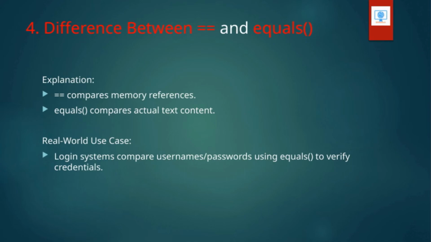A good real-world example of this is in login systems. When users enter their username and password, the system uses equals to verify if the input matches the stored credentials. This ensures we're comparing the actual text content, not just memory addresses. The key takeaway here is that == checks if two references are the same object, while equals checks if their content is equal. Understanding this distinction is crucial for writing correct and reliable code, especially when handling user data or comparing strings in general.